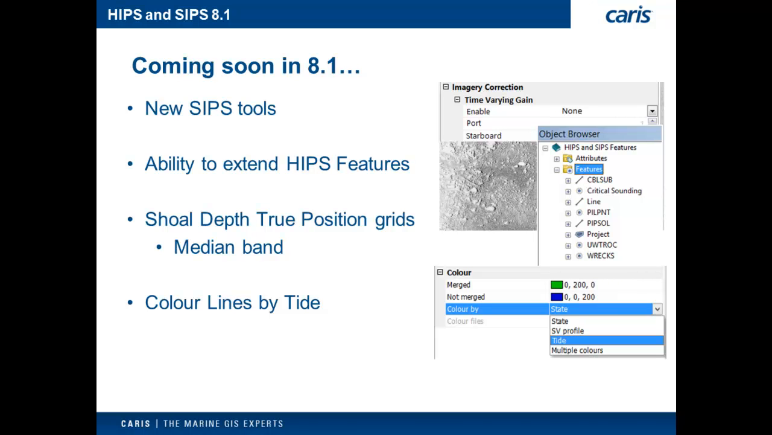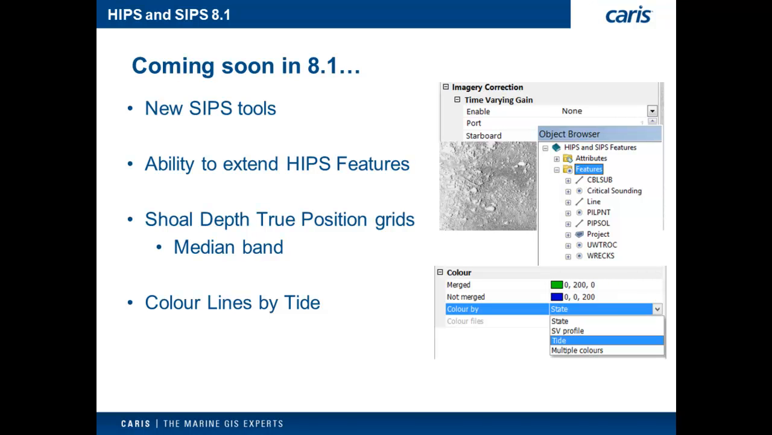A couple other things to watch for. We've incorporated one of the base editor gridding methods, the shoal depth true position grid, so that will become another gridding method choice in HIPS. We're even extending it a little, and we've added an optional median band calculation to that format in addition to the shoal and deep bias bands.